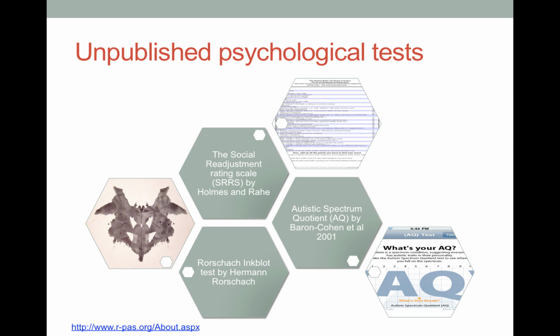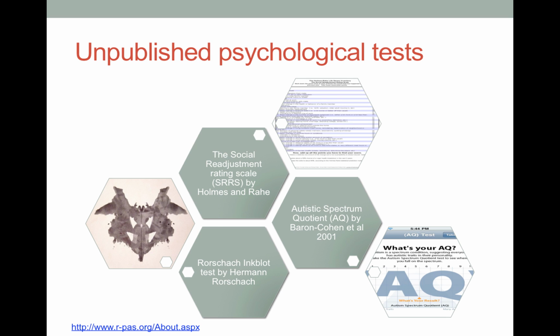The Autistic Spectrum Quotient is a test for measuring degree of autistic traits in a normal population. The test is widely used and freely available and can be found in Baron Cohen's 2001 paper. The test involves a set of statements which the individual must then rate on a Likert scale.